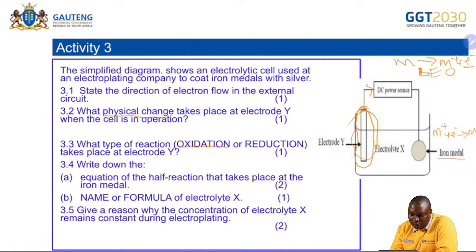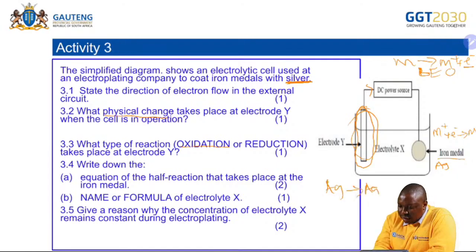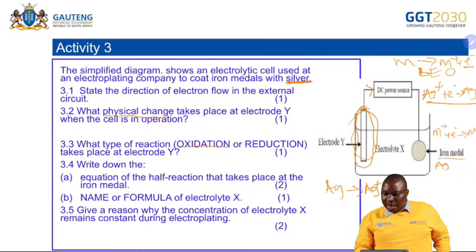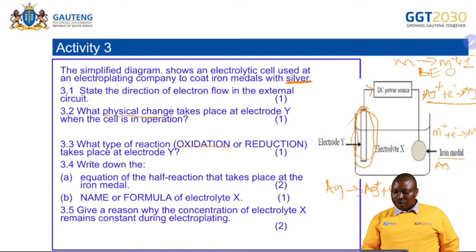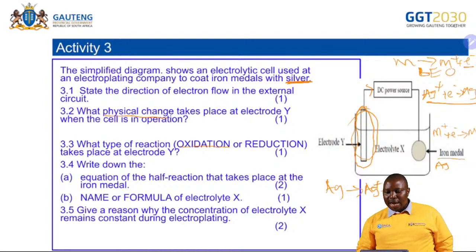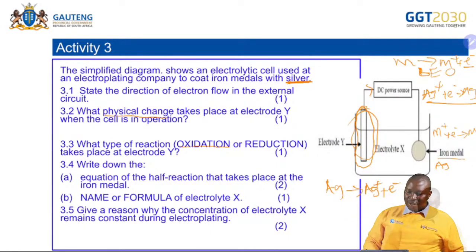Write down the equation of the half reaction that takes place at the iron metal. Because they told you already that this is silver, you're going to have a silver ion. Remember, at the anode, silver loses electrons to become silver plus. Then the silver ion will gain electrons to become silver. So you have to think about this at all times: here we're going to have silver ion gaining electrons, and we're going to have silver losing electrons at electrode Y. So where there is a metal, there will always be loss of electrons. Where there is an object, there will be gaining of electrons.